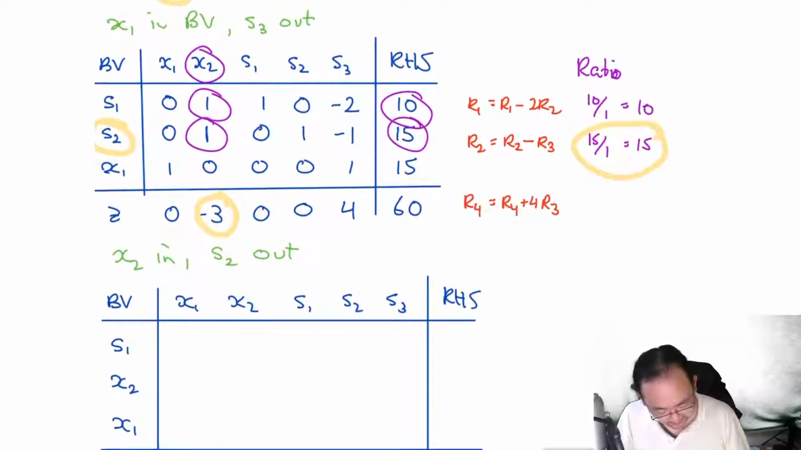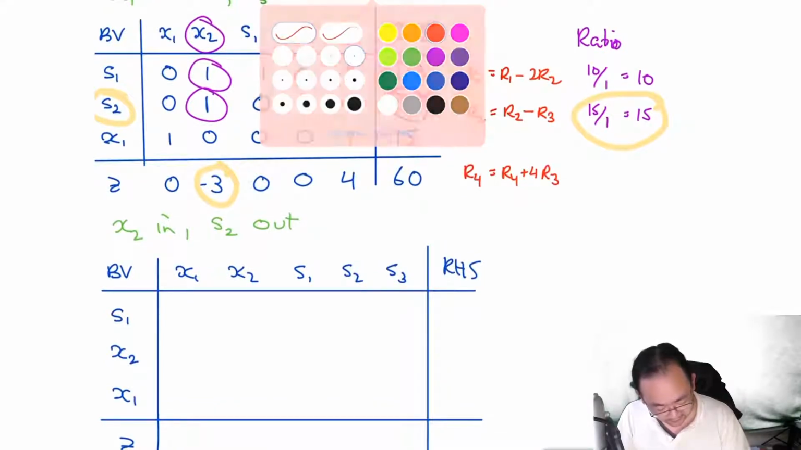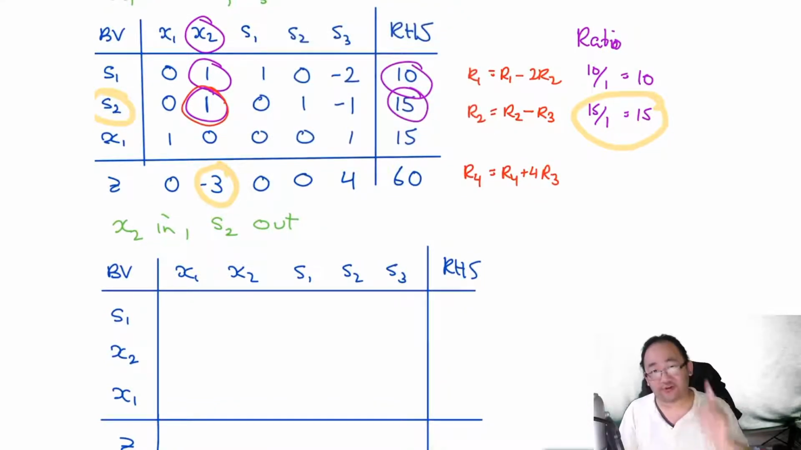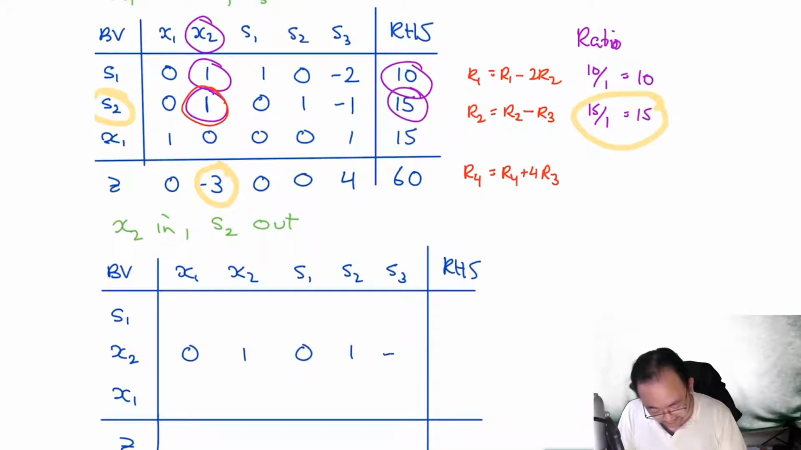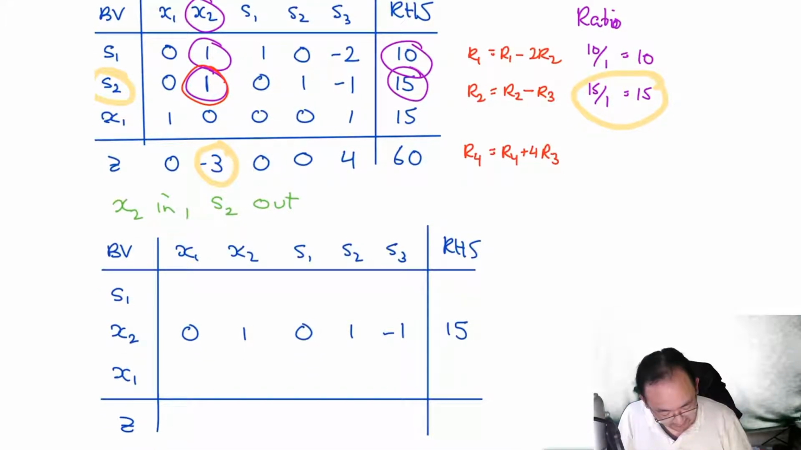Now we want to pivot on x2. This pivot is already a 1, so we don't need to do any division, and I can copy out the row as is. That's going to be 0, 1, 0, 1, minus 1, 15. And then I want to make every other number in that same column equal to 0. So let's deal with the 0 again, get rid of that minus 3. That's going to be the hardest calculation. So that's going to be row 4 equals row 4 plus 3 row 2.